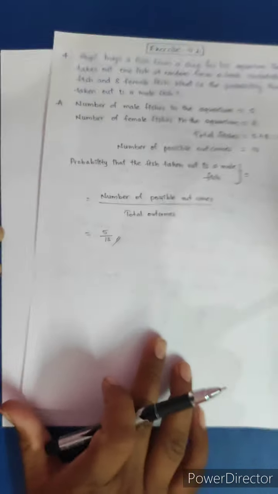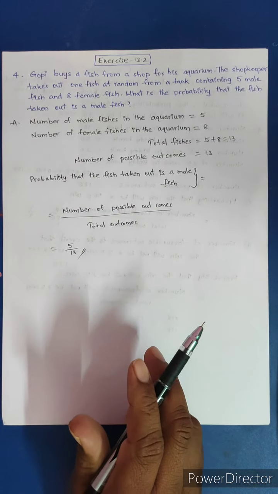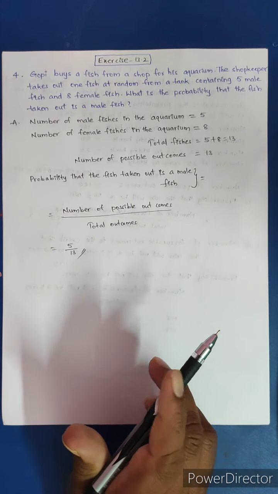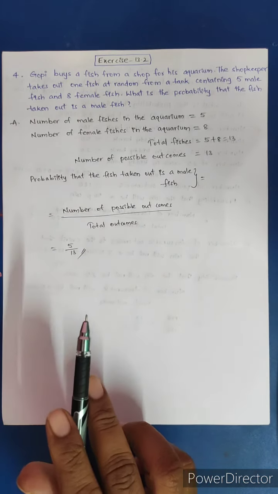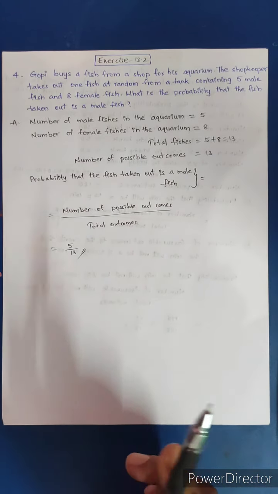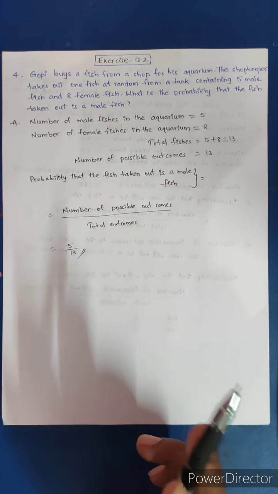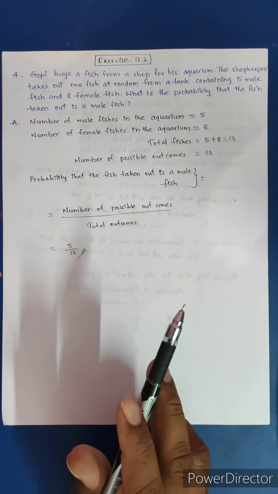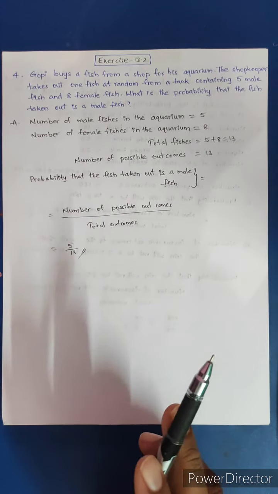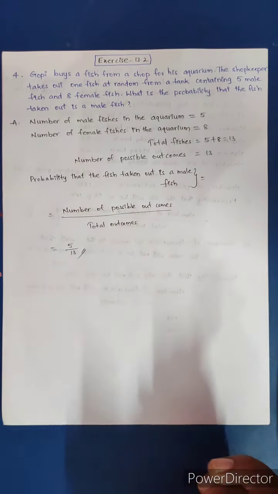Next, fourth problem. Gopi buys a fish from a shop for his aquarium. The shopkeeper takes out one fish at random from a tank containing 5 male fish and 8 female fish. 5 male, 8 female. Total 8 plus 5, 13. What is the probability that the fish taken out is a male fish? How many male fish are there? 5. Total 13. 5 by 13.